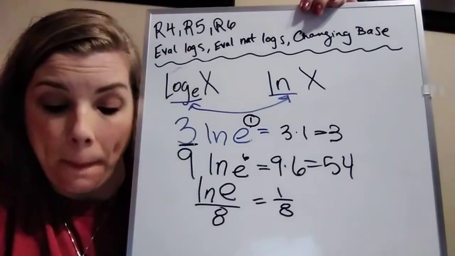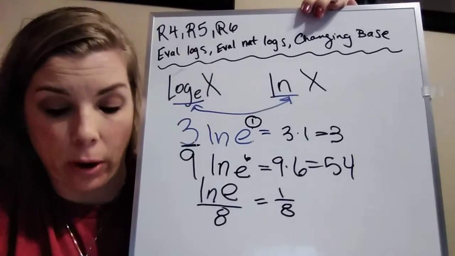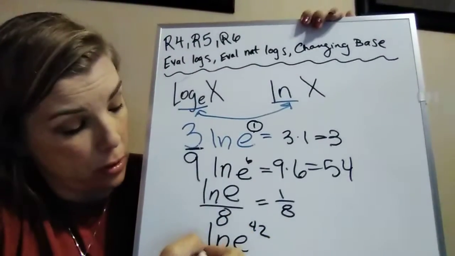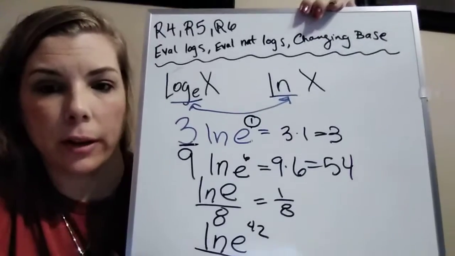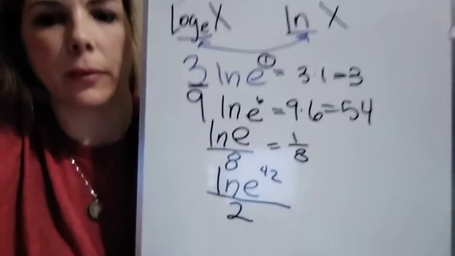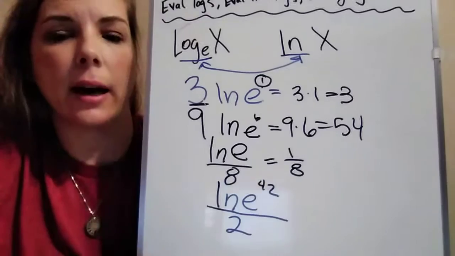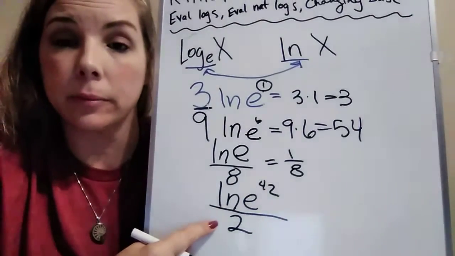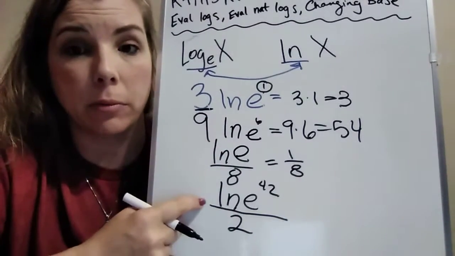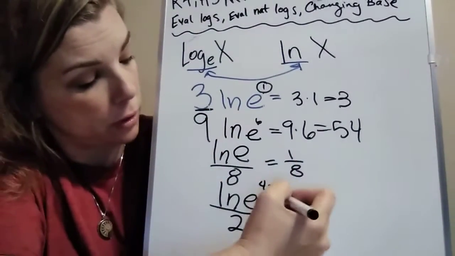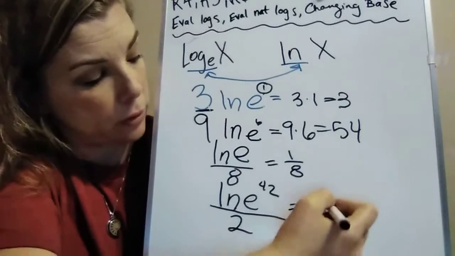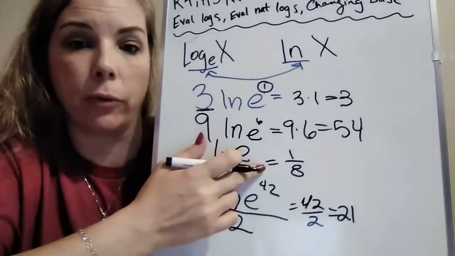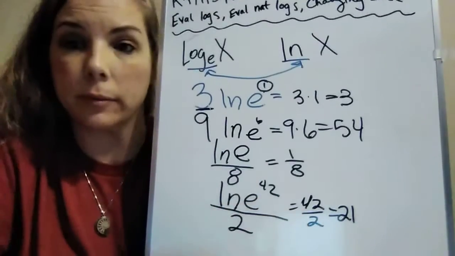Okay? What if it has e to the 42 over 2? Hopefully, oh, you can't see that. Okay, what if it's like that? You still take the exponent and divide it by the denominator. Before we multiplied, here's dividing, division bar. Okay, so all you would do is do 42 divided by 2, 21. So natural log e to the power of 42 divided by 2 is 21.